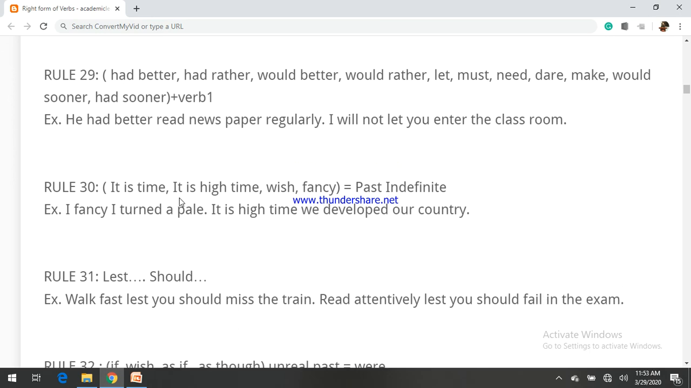Rule 30. It is time, it is high time, wish, fancy. After this phrase, past indefinite. That means the verb should be in past form or V2 form. I fancy, I turned up pale. Let's say fancy is the keyword for past indefinite form, and turned is in V2 form. Turn, turned, turned. It is high time. After high time, developed, not develop. Developed is V2, past indefinite.